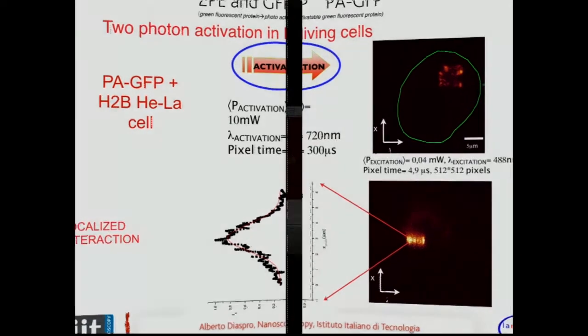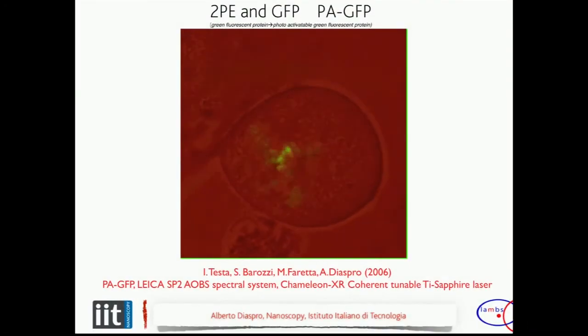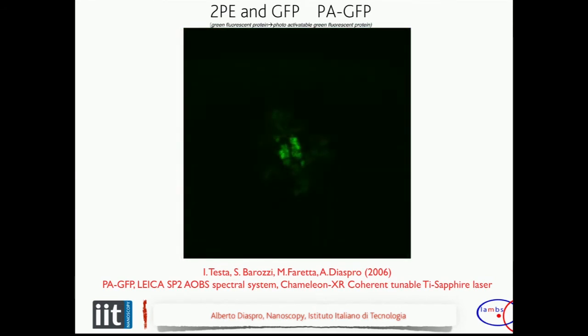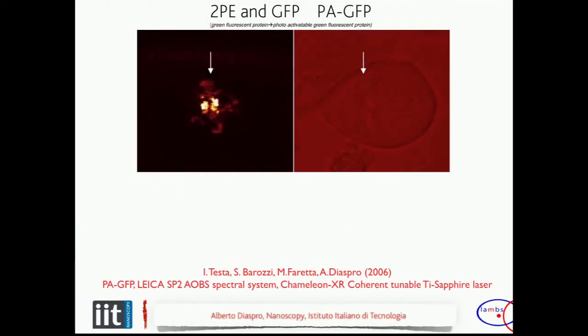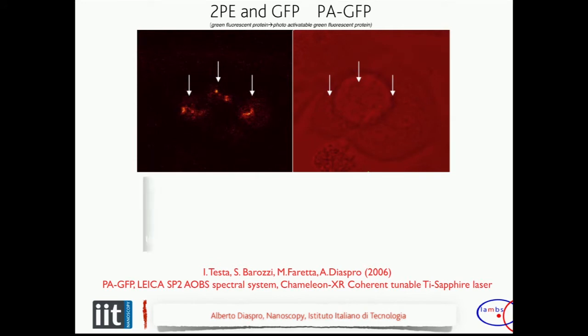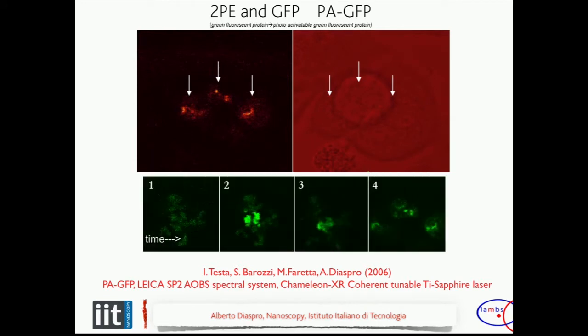And this is the reason why we were able to switch on in a precise way molecules within the nucleus, that was the histone H2B in this case, following what's going on in the daughter cells, and so following an event in another cell. If we were priming photoactivation using single photon, we were not sure that the portion of DNA in the nucleus we wanted to check in the division was the one we were interested in.